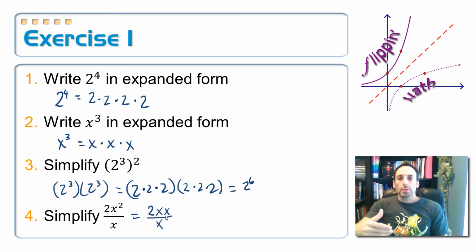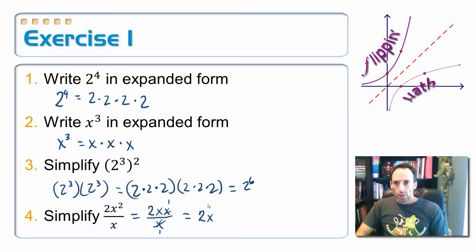The x that's on the bottom can divide into one of the x's on the top. X divided by x, as long as that x is not 0, should be 1. It's like 5 divided by 5, 6 divided by 6, or whatever, which simplifies to 2x.